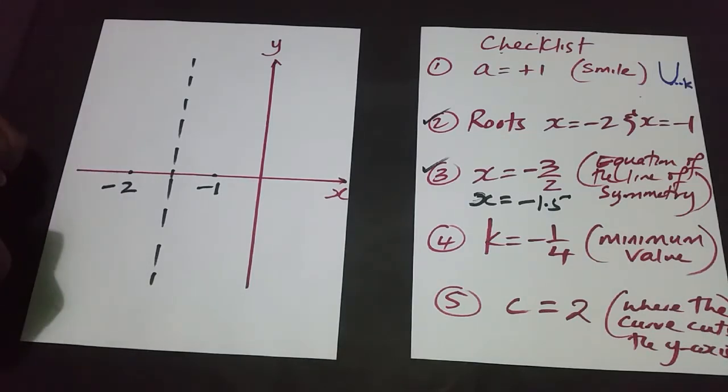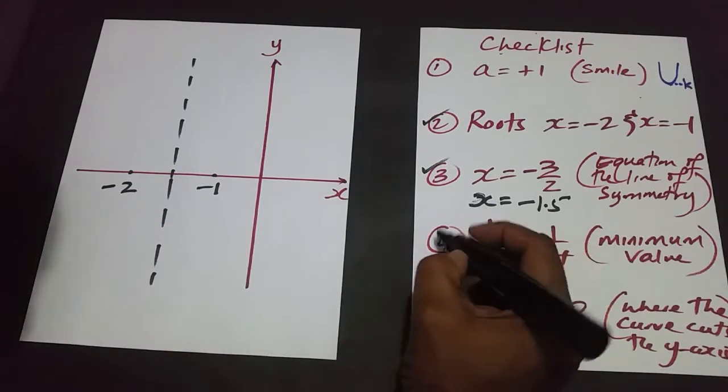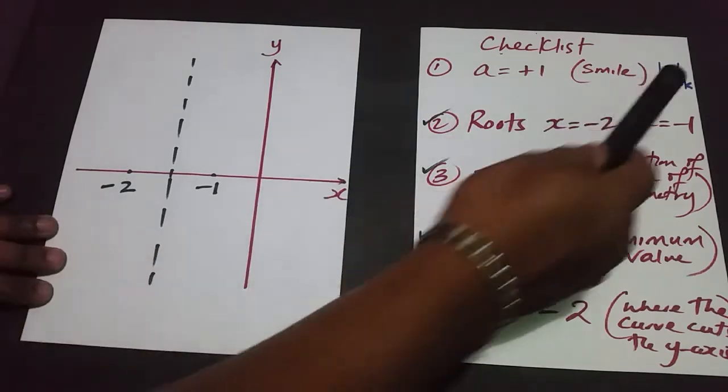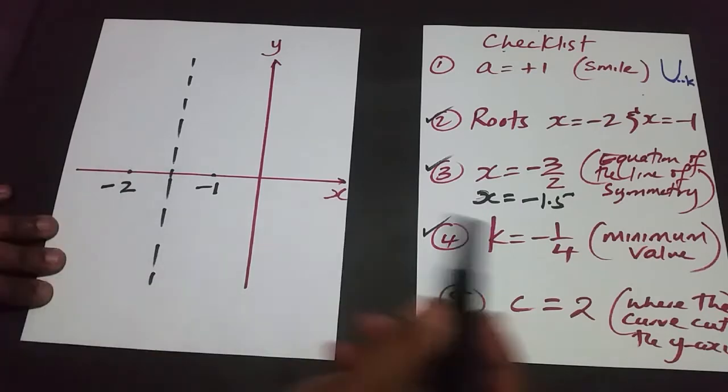The next thing that we want to do is establish the minimum point in this case. And the reason why it's a minimum is because we're having a smile. If we were having a frown, then k would be a maximum value.